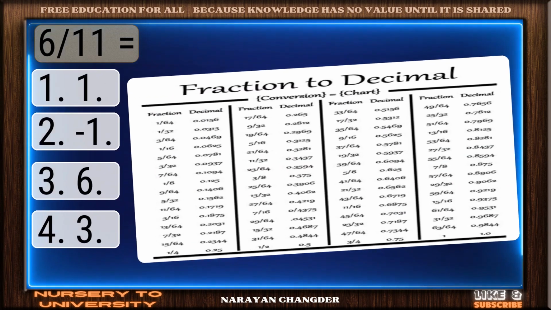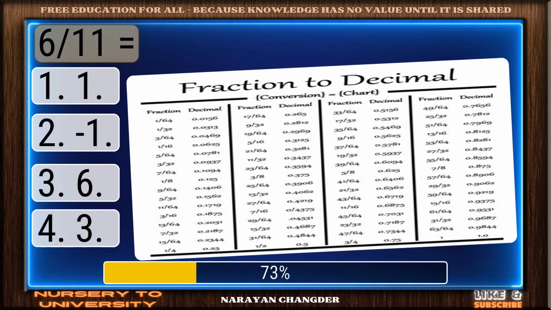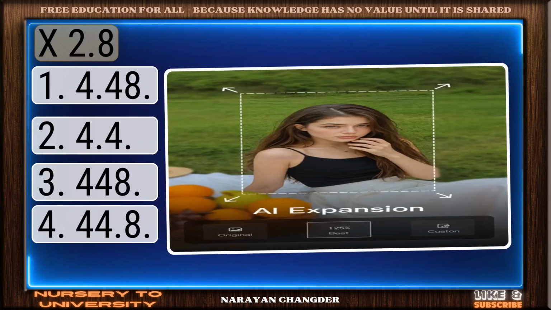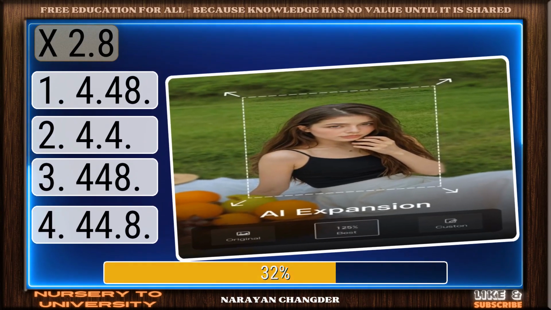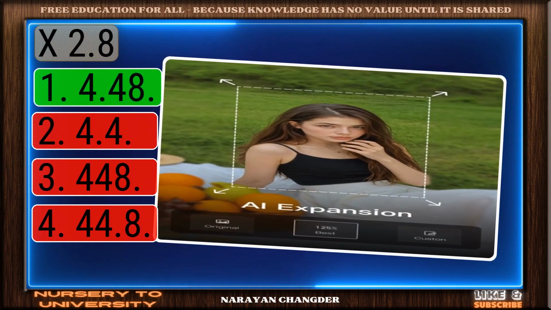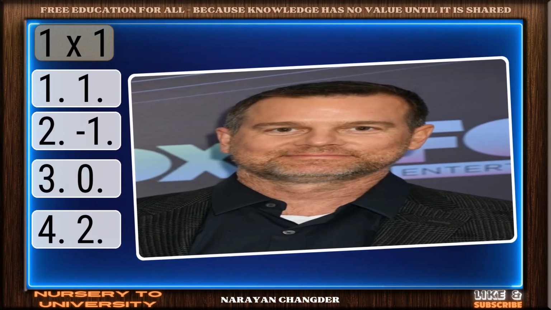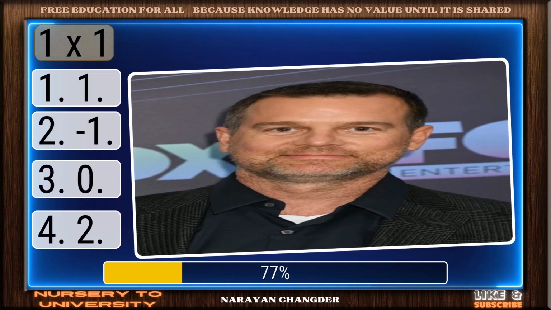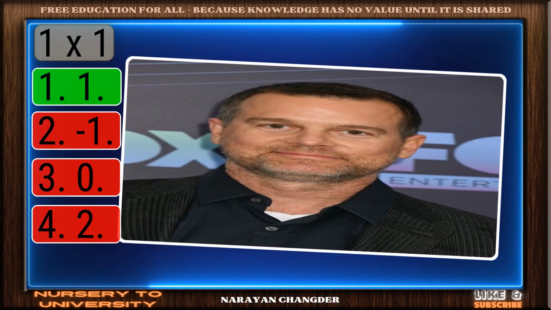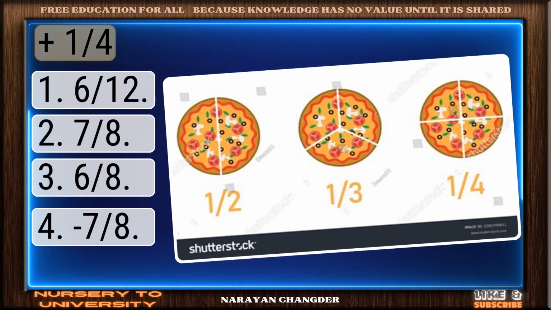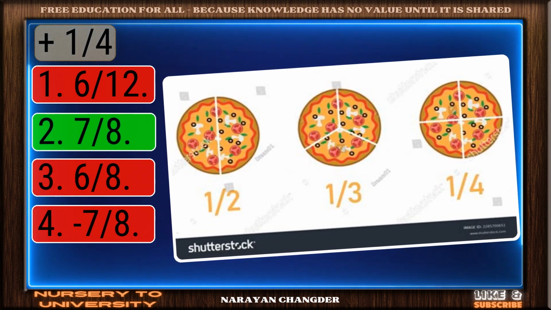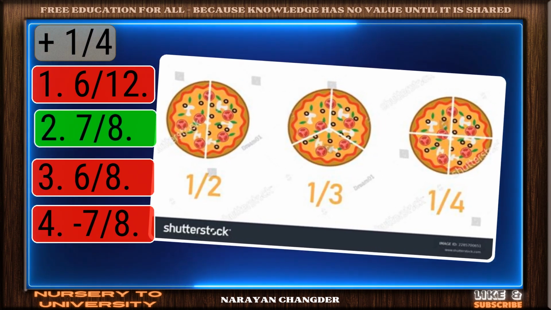Question number 291. Perfect. 1 is the correct choice. Question number 292. Right choice. 448 is the best answer. Question number 293. Nice selection. 1 is the correct and valid answer. Question number 294. Sharp thinking. 7.8 is the right choice.